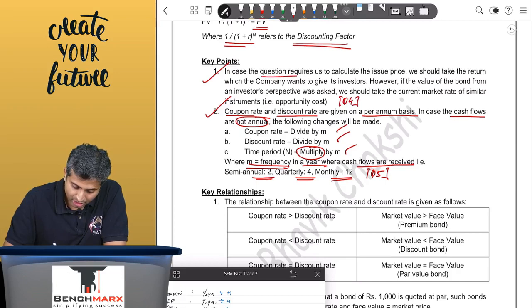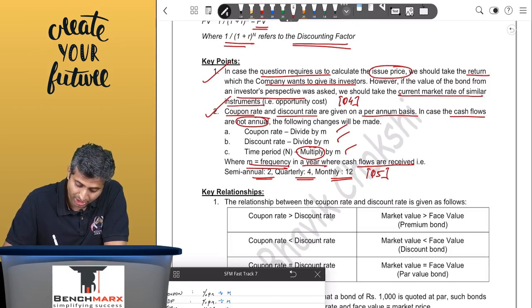In case the question requires us to calculate the issue price, we should take the return which the company wants to give to the investor. However, if the value of a bond from the investor's perspective was asked, we should take the current market price of similar instruments, that is the opportunity cost.